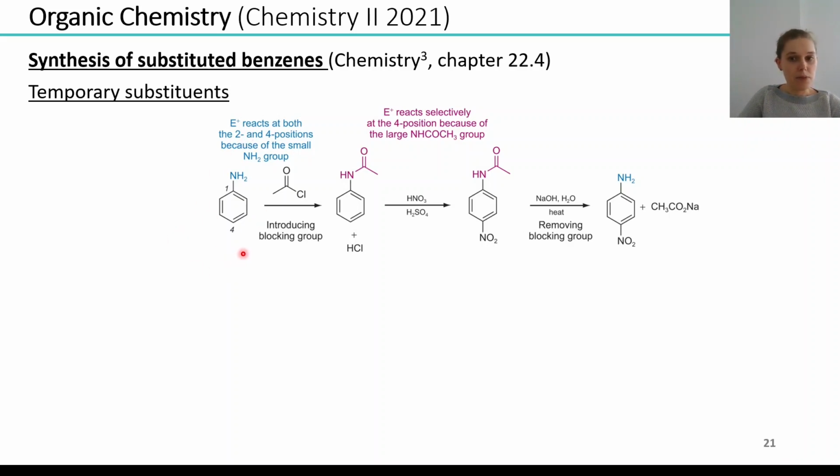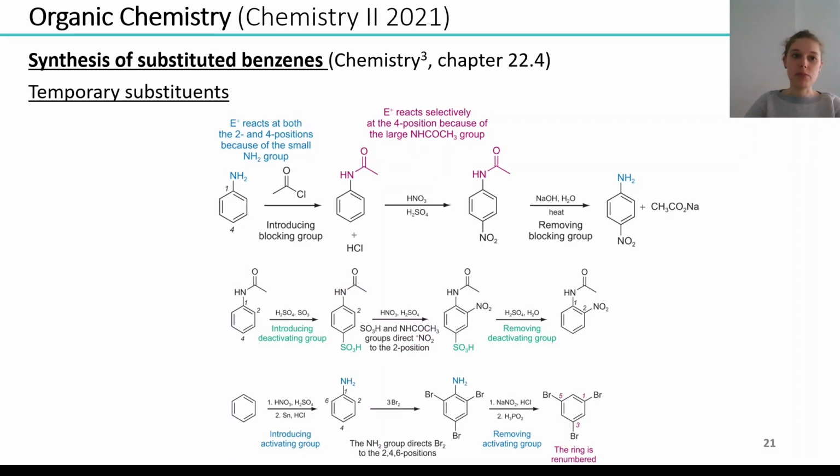For example, the small amino group is a 2,4 directing activator. However, if a blocking group is introduced, the electrophile can selectively be directed to the position 4. Therefore, the small amino group is temporarily transformed into a large amide group. Then the electrophilic substitution is performed in order to yield selectively the 1,4 substituted benzene, and afterwards the amide group is converted back into the amino group by heating in aqueous sodium hydroxide. A very important property of such a blocking group is that it is easy to introduce and also easy to remove.